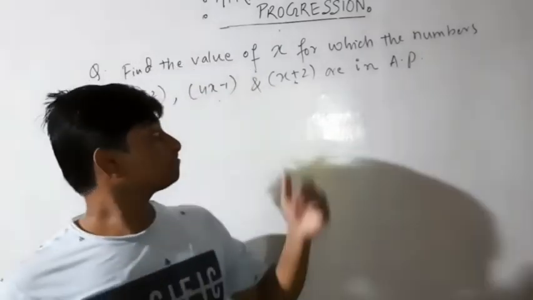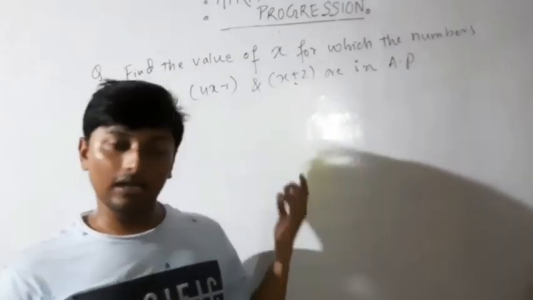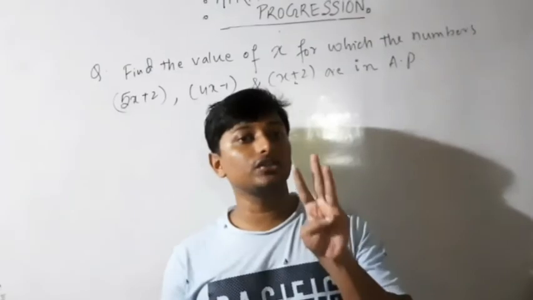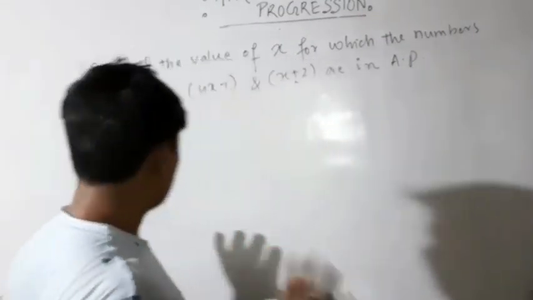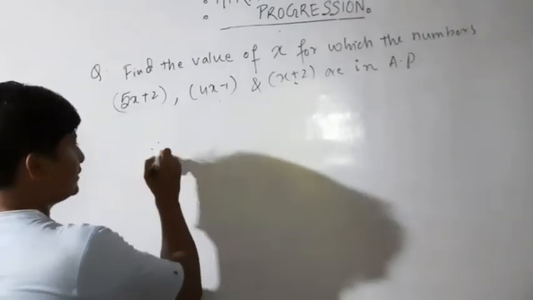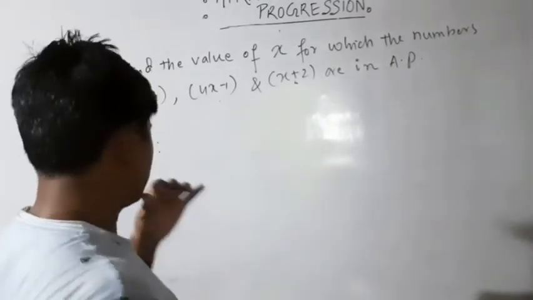Remember this thing. The formula that I will be discussing now can only be used for 3 consecutive numbers in AP. Always remember, for 3 consecutive numbers, not more than that. Okay. So what formula I will be using? See, let me take an example and explain this to you.